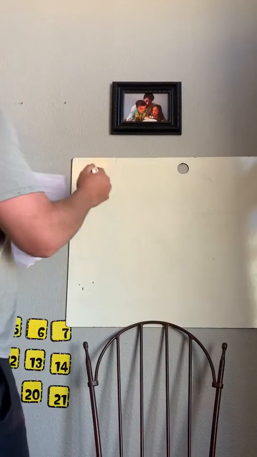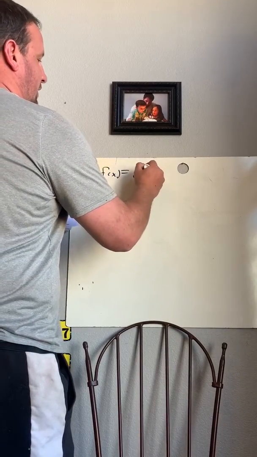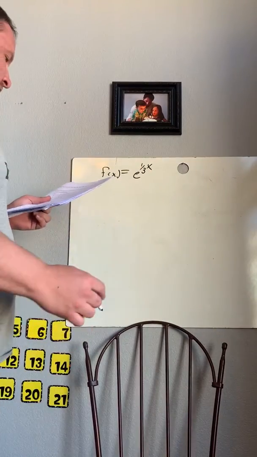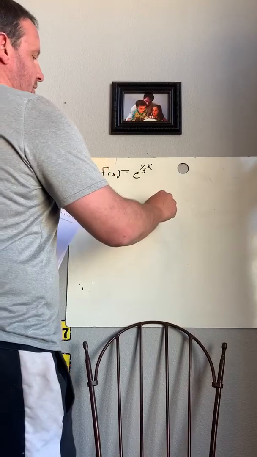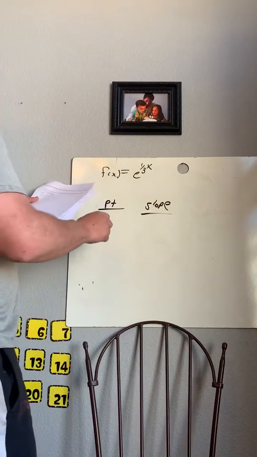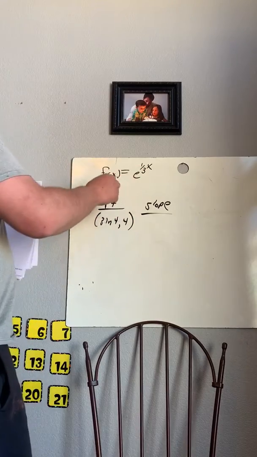Number 8. It says we got a function here, f of x equals e to the x over 3, and I like to think of x over 3 as 1/3 of an x. And it wants us to write a tangent line equation. In order to write a tangent line equation, I need a point and I need a slope. The point they gave me is 3 natural log of 4 comma 4. Slope, I need to take the derivative.